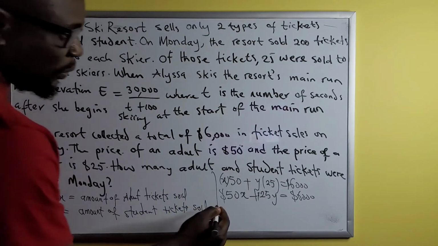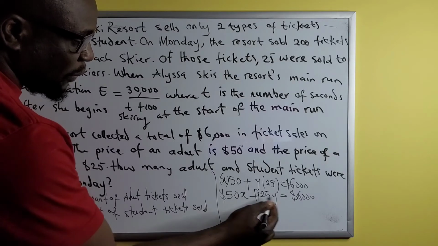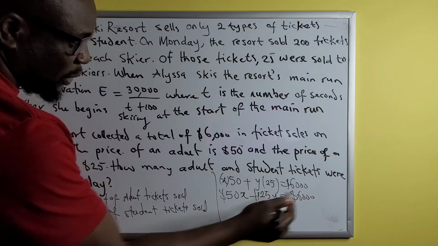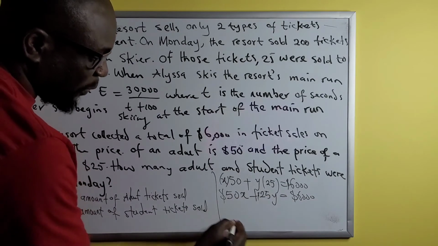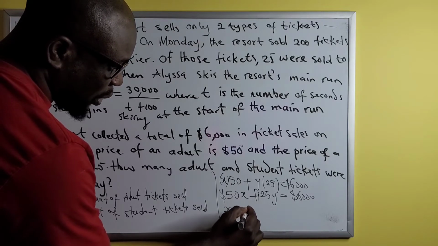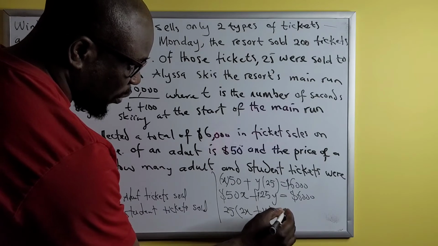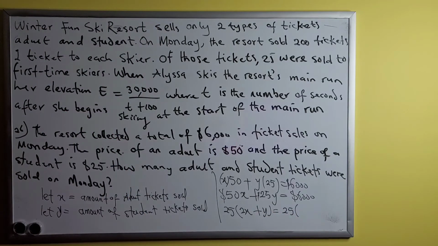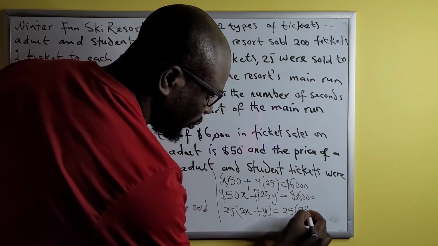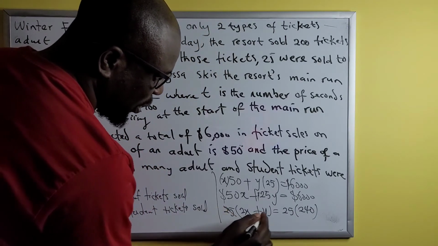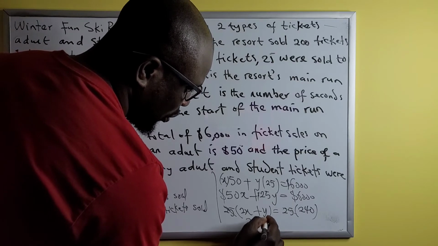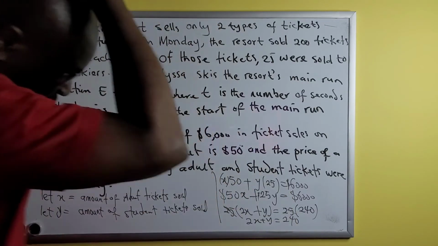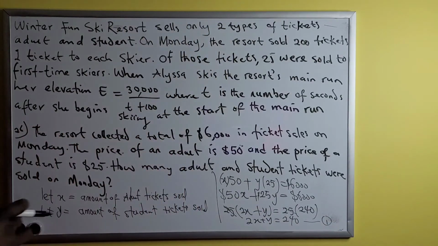So if you take the common factor here, which is 25, from 6,000, and simplify this, you have 2X plus Y is equal to 6,000 divided by 25, which gives you 240. So cancel 25, you get 2X plus Y is equal to 240. Let's call this equation 1, okay?